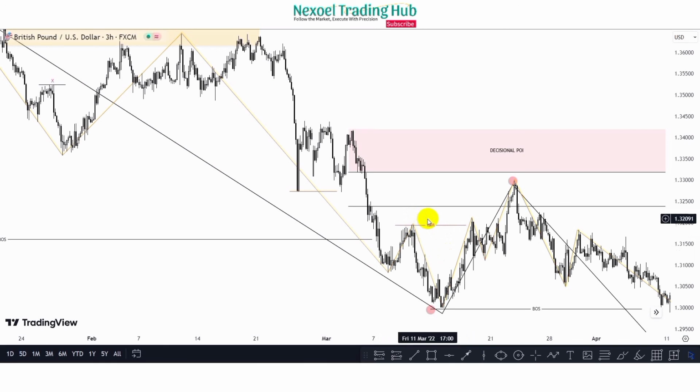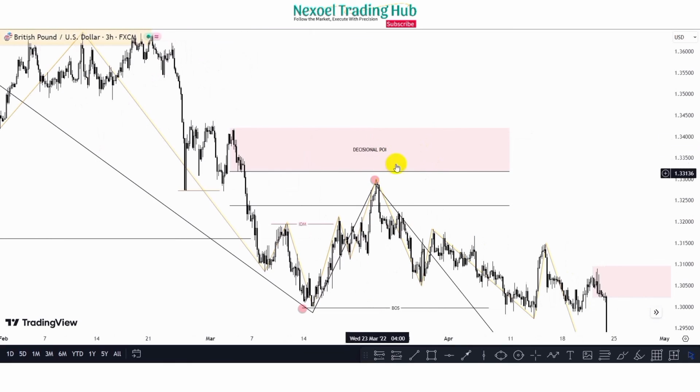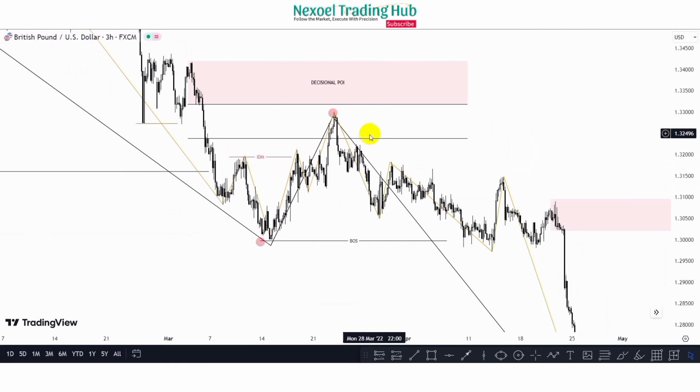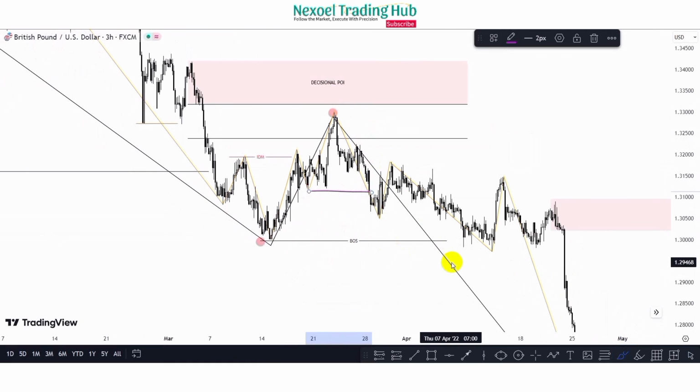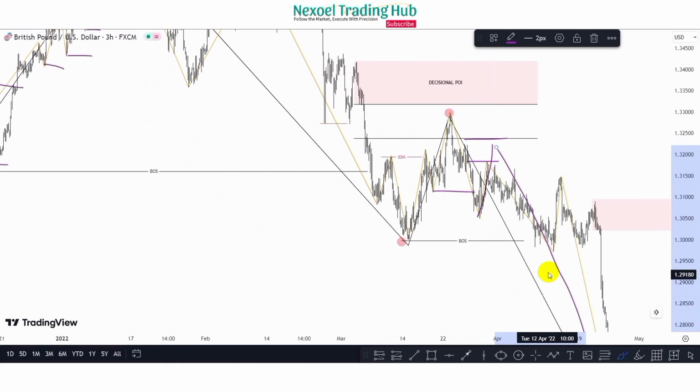Price broke through the daily inducement, which is also the level for the change in character in the 3-hour time frame. Now you can see price broke through this. We have the pullback, and now you can see price came to the decisional point of interest that we marked out in the daily time frame. Now price fell to the downside. You can now see we have a change in market character. So now price has realigned itself to the directional bias. So what you'll be expecting is the pullback to take your entry, your stop loss above, and then we ride with price to the downside.